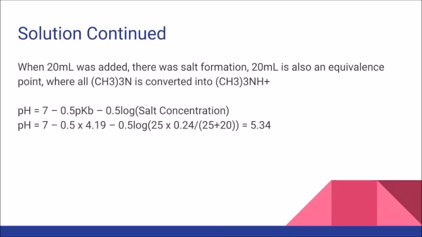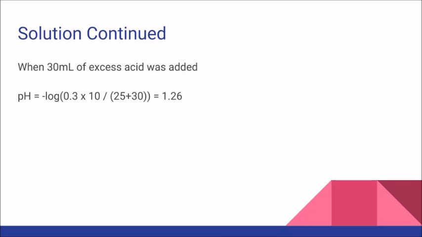For part 2, when 20 mLs is added, there's only salt formed. So pH in this case would equal 7 minus 0.5 pKb minus 0.5 logarithm of salt concentration. And the answer is 5.37, which is the pH that we receive. For part C, when 30 milliliters of excess acid was added, the pH is equal to the negative logarithm of acid concentration, and it is equal to 1.32.